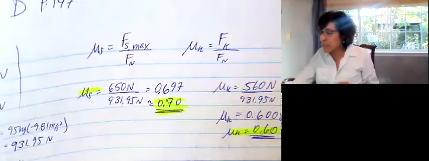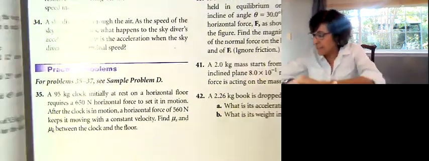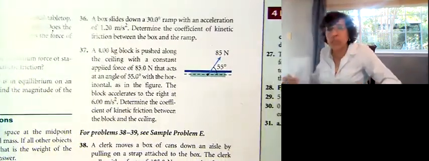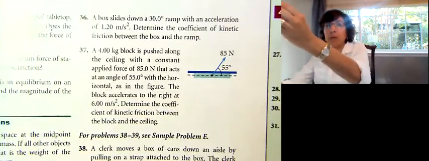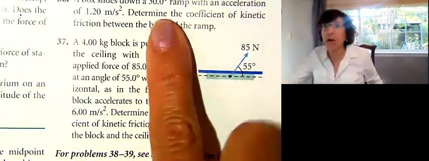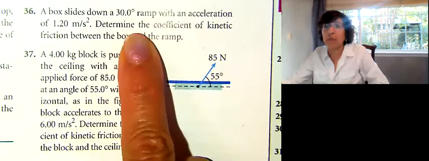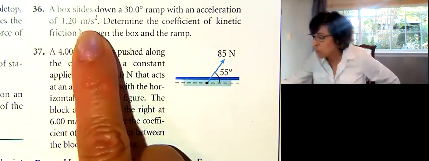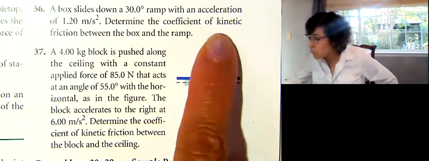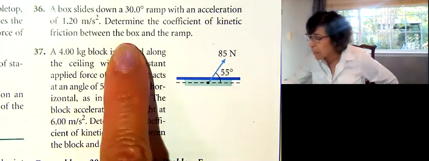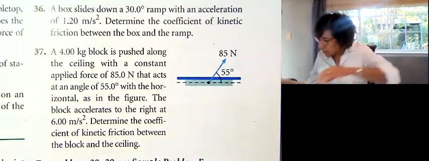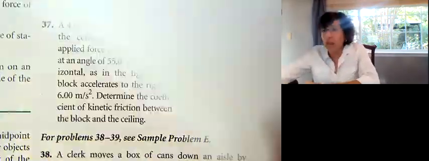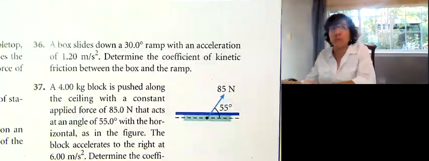All right, let's read the next one, number 36. Big, huge book. There we go. A box slides down a 30-degree ramp with an acceleration of 1.2 meters per second squared. Determine the coefficient of kinetic friction between the box and the ramp. Okay, so I have to draw a picture. Plus you get credit for a picture.